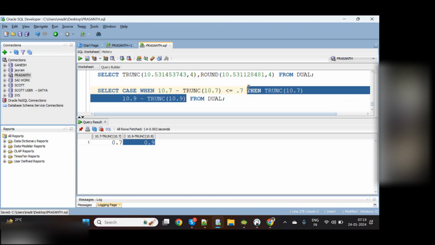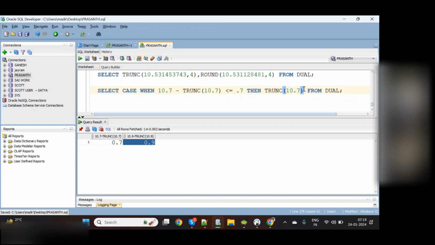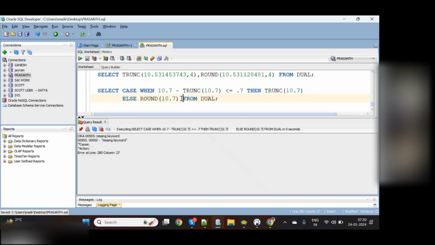So remove this. Yeah, this is all hard code data I'm doing. On a table I will also show you by creating. Else, what I want, else simply round the value 10.7. Yeah, so if I do this, our value will be okay.